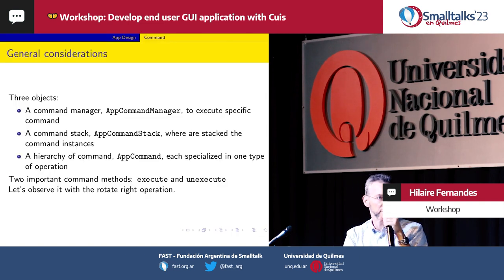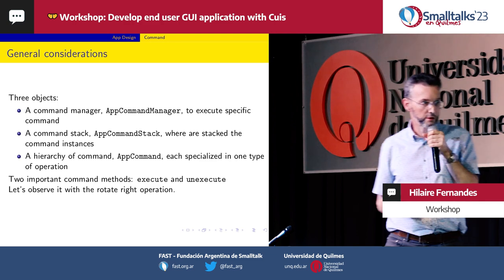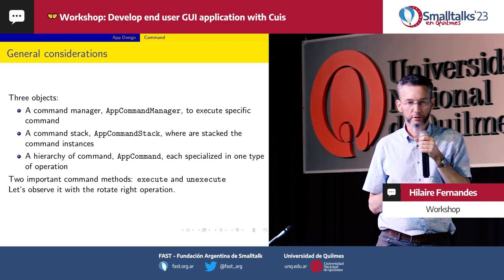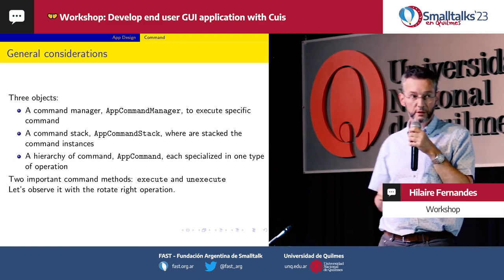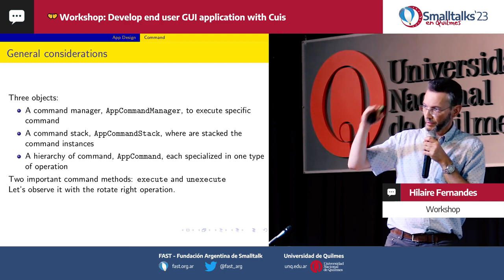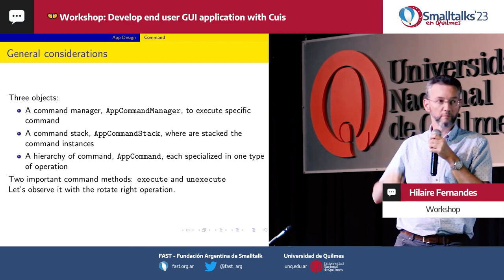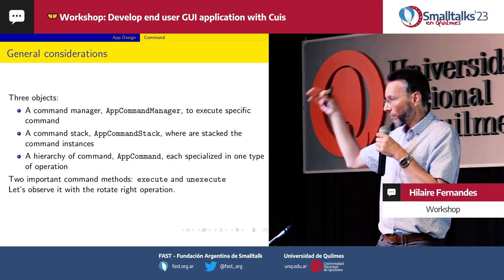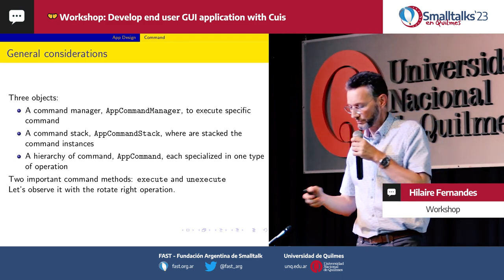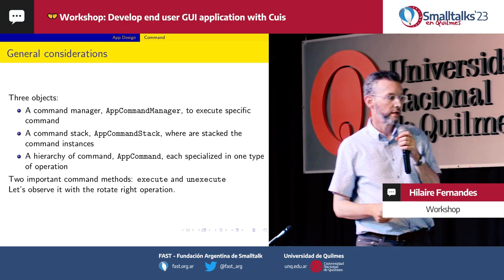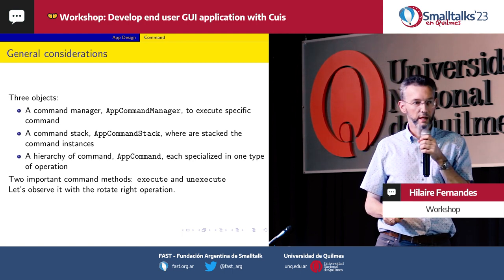So I will show you. There are a few steps that are very complicated. So what are the objects we need? We need a command manager. We ask the command manager to execute the command. We need the stack where we will keep the different commands. Then we have one type of command per type of operation we want to do. Then in each command we have two important methods, which are execute and unexecute.